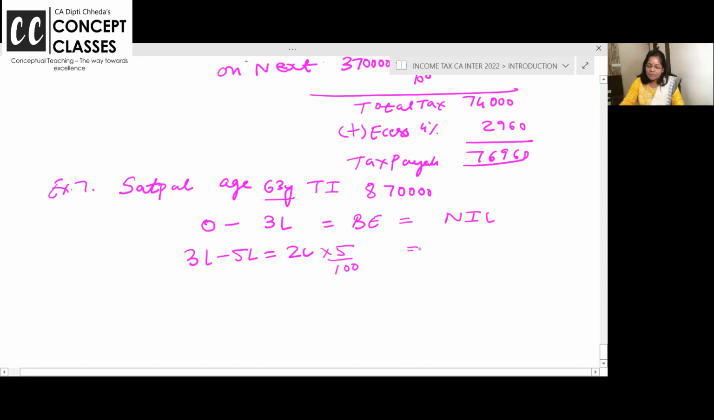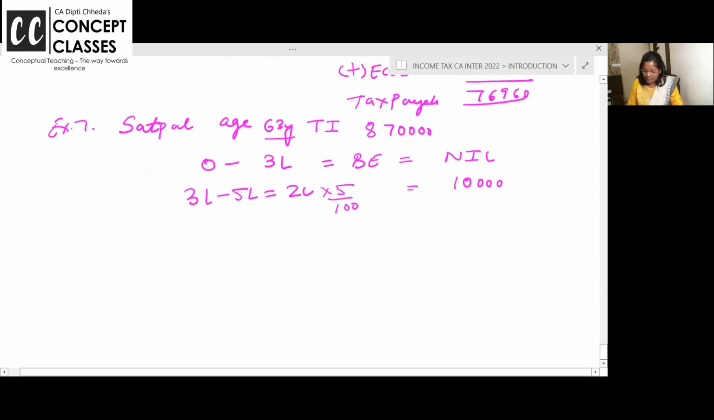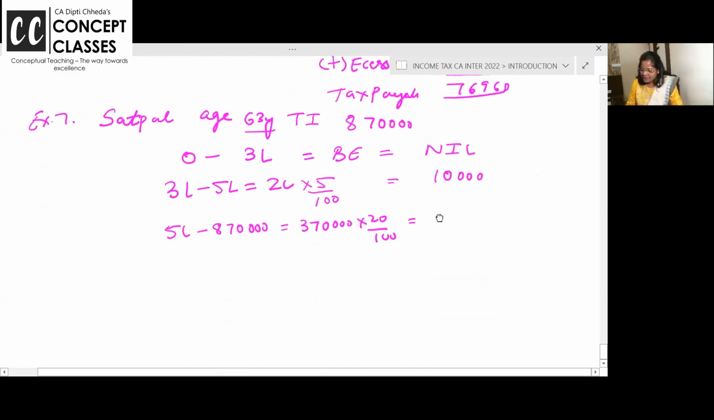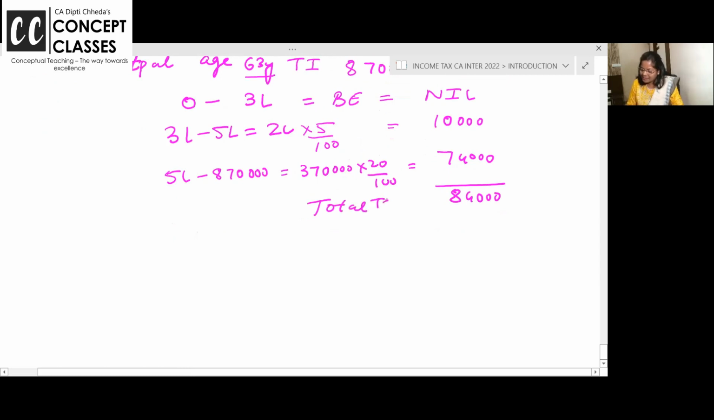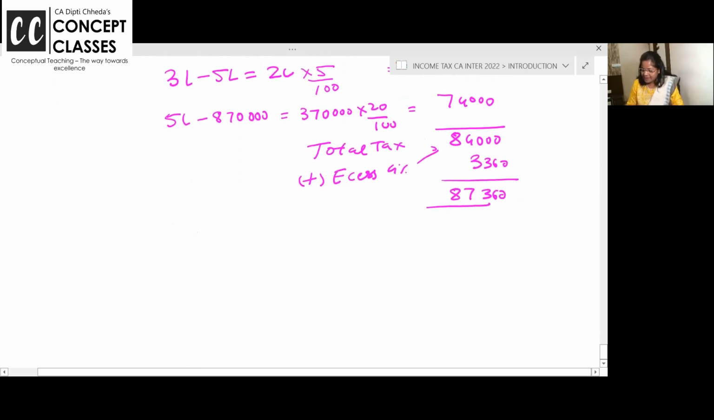So on the next 2 lakh, it is 5%. Comes to how much? 10,000. And 5 lakh to 8,70,000, so 3,70,000 at 20%. Just now we had calculated 74,000. So it's 84,000 is the total tax. Add ESS 4%. 3,360. 87,360 is the tax payable. 87,360 is the tax payable.